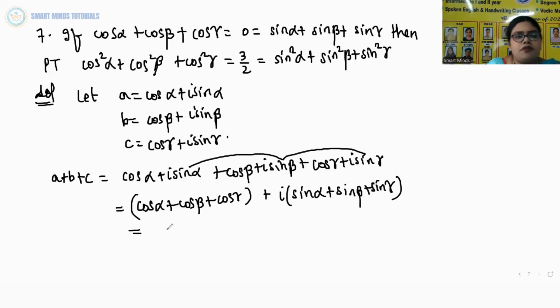But from the question, we know that cos alpha plus cos beta plus cos gamma is 0 and sin alpha plus sin beta plus sin gamma is 0. That is equal to 0. So you got A plus B plus C as 0. Now after getting A plus B plus C is equal to 0, we will take 1 by A plus 1 by B plus 1 by C.